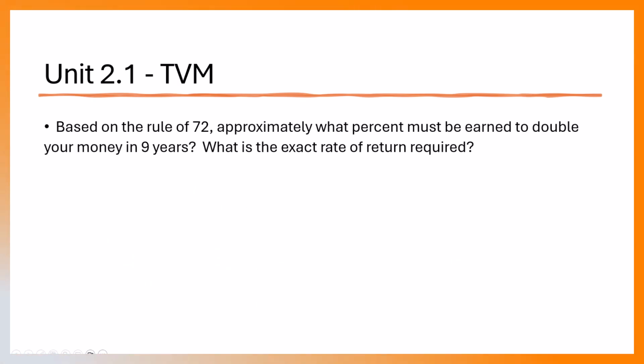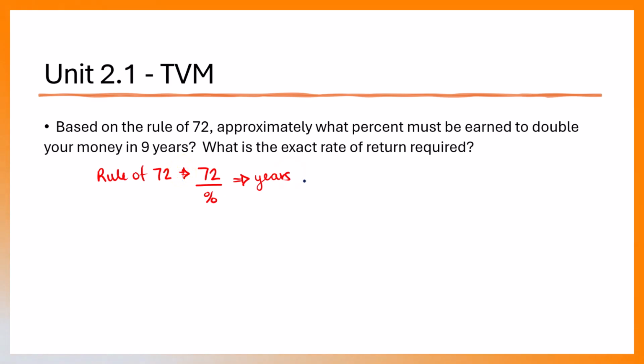All right, about 2/3 of the way now. We're on question number 15. Based on the rule of 72, approximately what percent must be earned to double your money in 9 years? Let's recall the rule of 72. It's a really off-the-cuff way to figure out how long it's going to take to double your money. We take 72 and divide it by the percent, and that tells us the number of years that we would need.